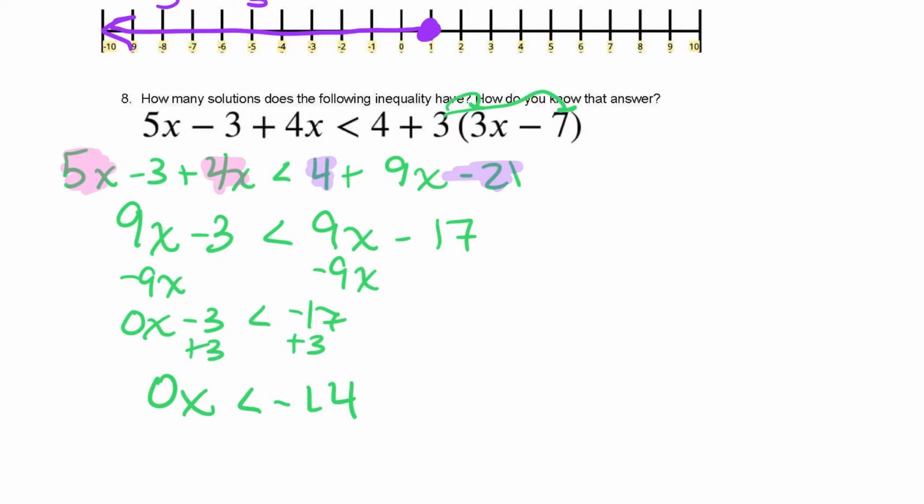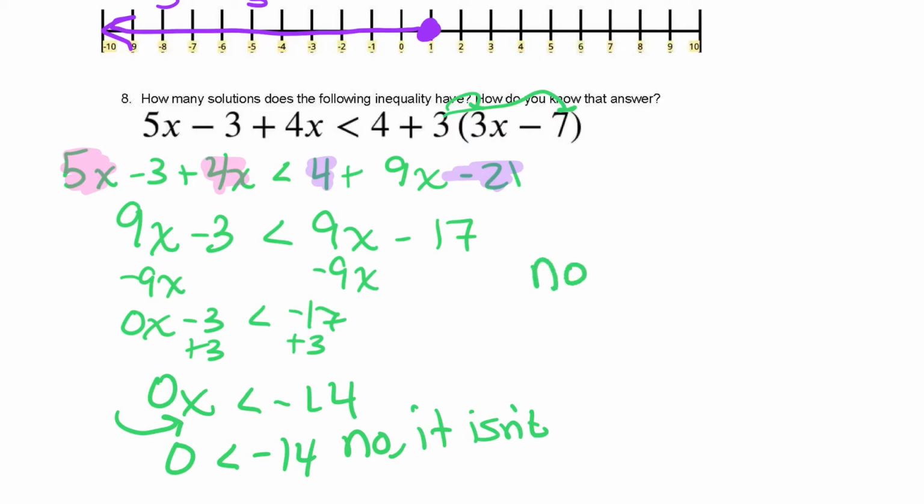Well, remember, any number we put in for x, 0 times anything is 0. So is 0 less than negative 14? No, it isn't. 0 is not less than negative 14, which means that any number you put in for x will not allow this statement to be true. So it's no solution.